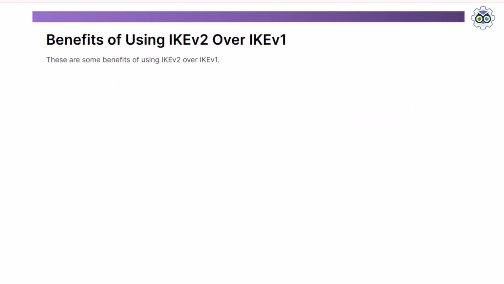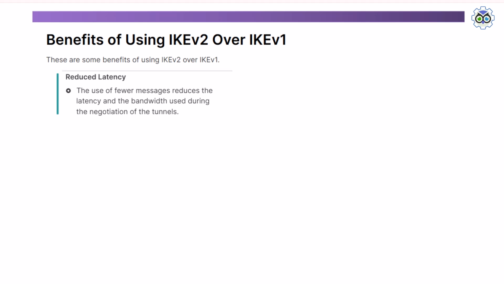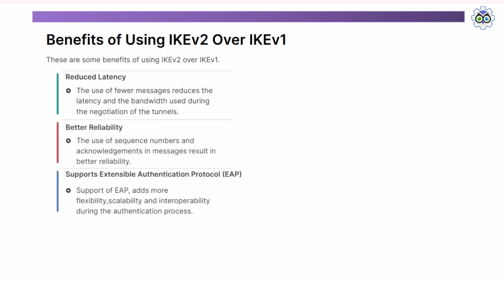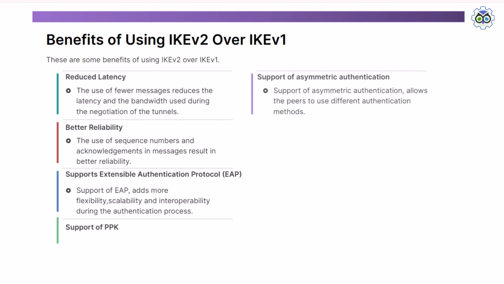Some of the benefits of using IKE version 2 over IKE version 1 include: the use of fewer messages, which reduces the latency and the bandwidth used during the negotiation of the tunnels; the use of sequence numbers and acknowledgements in its messages; support of EAP, which adds more flexibility, scalability, and interoperability during the authentication process; support of PPK, post-quantum pre-shared keys; support of asymmetric authentication, which allows the peers to use different authentication methods.